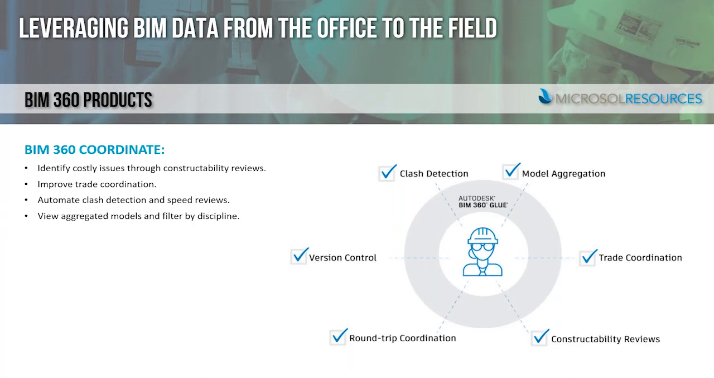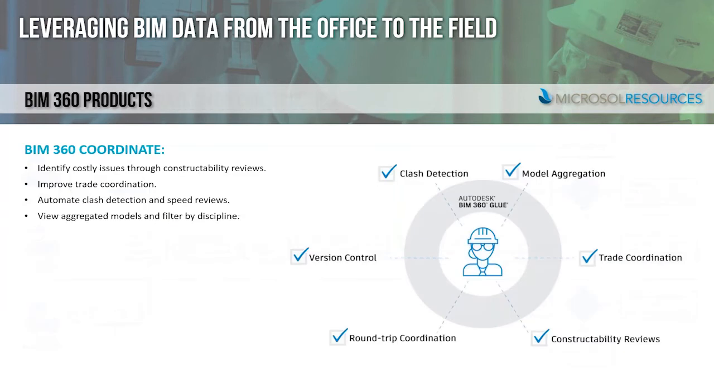So what are the key capabilities of BIM 360 Coordinate? It can identify costly issues through constructability reviews and improve trade coordination. By allowing users to visualize these design changes and clashes on one platform, we can assign coordination issues with details such as the type of issue, the location, and due date, all right there in BIM 360. This, of course, can speed up the process and help increase accountability. Or users can even mark clashing objects as not an issue to remove some of the noise from clash detection.